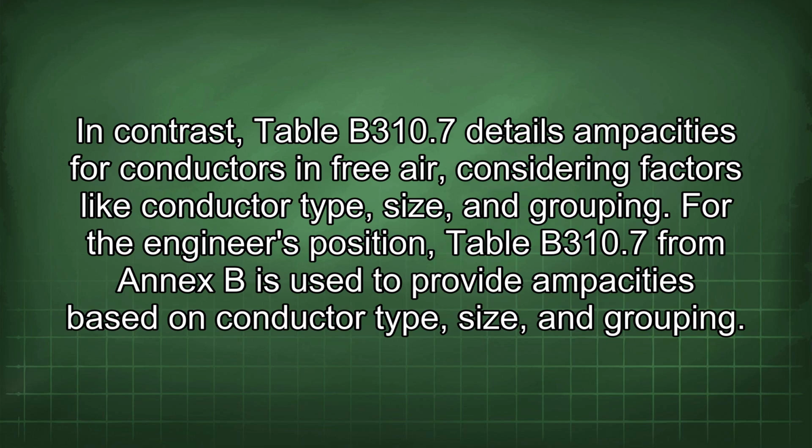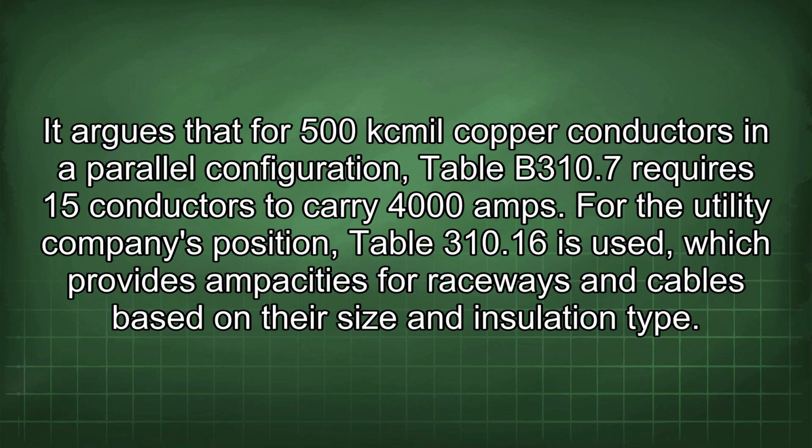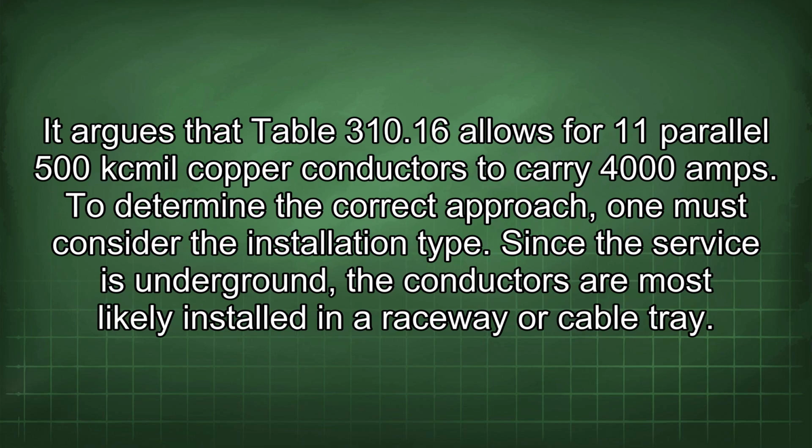For the engineer's position, Table B310.7 from Annex B is used to provide ampacities based on conductor type, size, and grouping. It argues that for 500 kcmil copper conductors in a parallel configuration, Table B310.7 requires 15 conductors to carry 4000 amps. For the utility company's position, Table 310.16 is used, which provides ampacities for raceways and cables based on their size and insulation type. It argues that Table 310.16 allows for 11 parallel 500 kcmil copper conductors to carry 4000 amps.